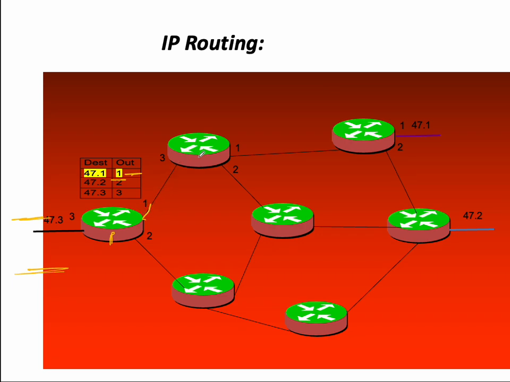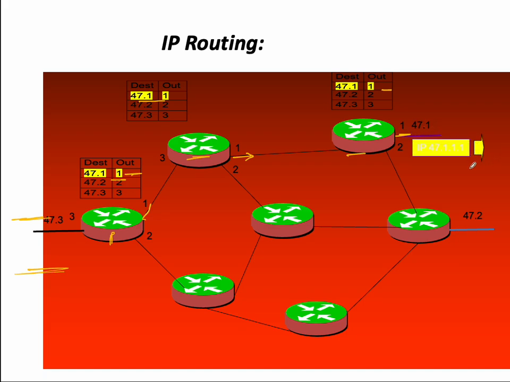Then it's forwarded from here, and then at this router again, it takes a look at the routing table, and in the routing table you see again 47.1, it needs to forward it to this path, this serial port. So it's forwarded right here. And then at this router again, the routing table, look at it, 47.1, and it says, hey, you need to forward it to this path. And this is how packets are forwarded from one network to another, right?